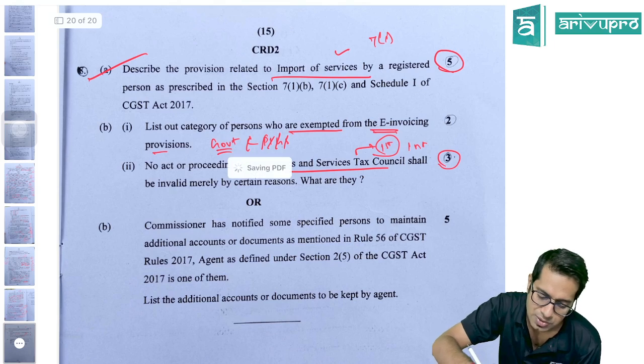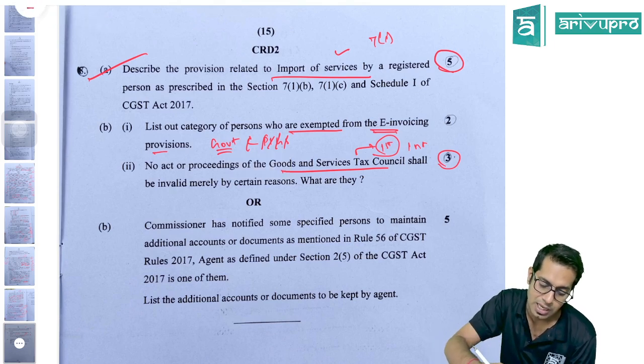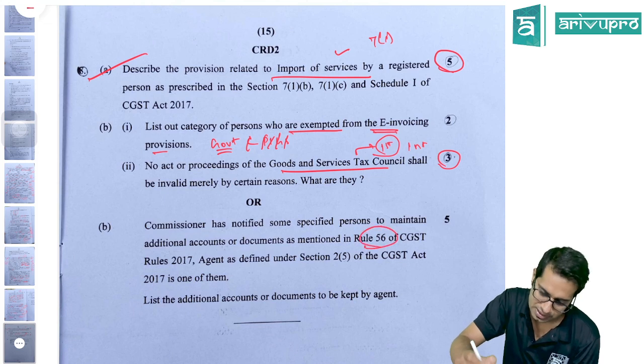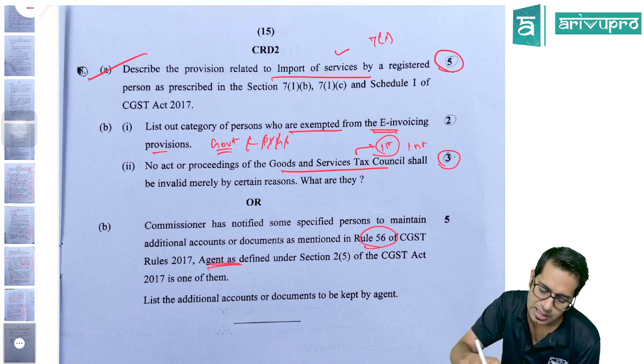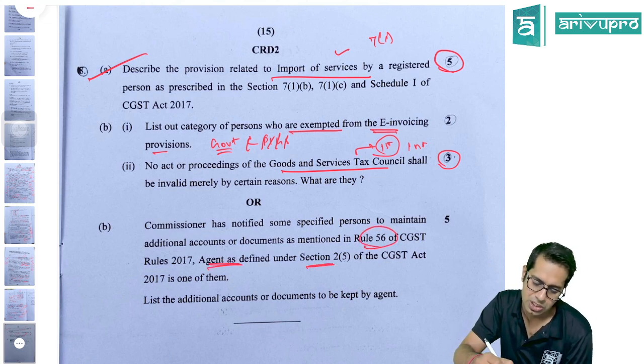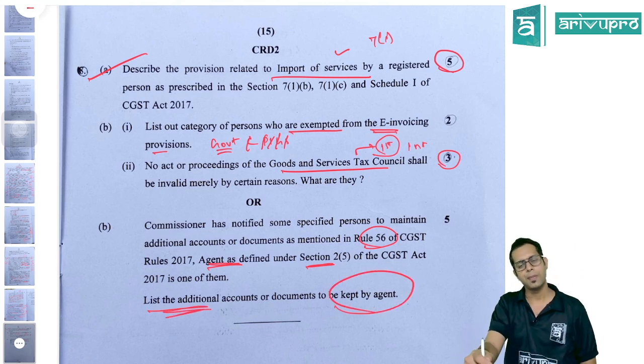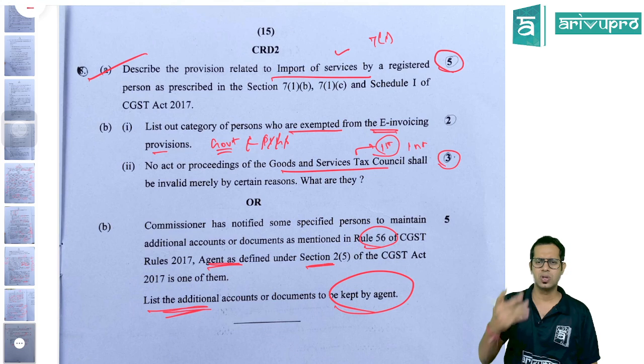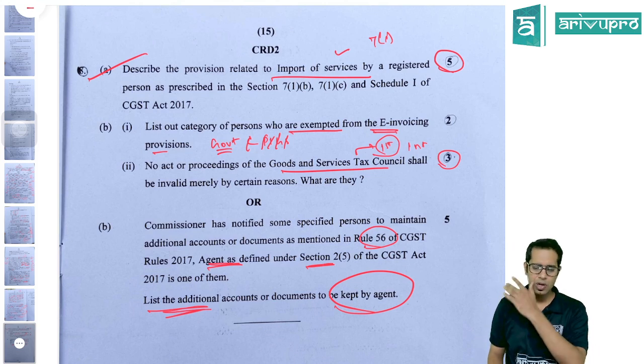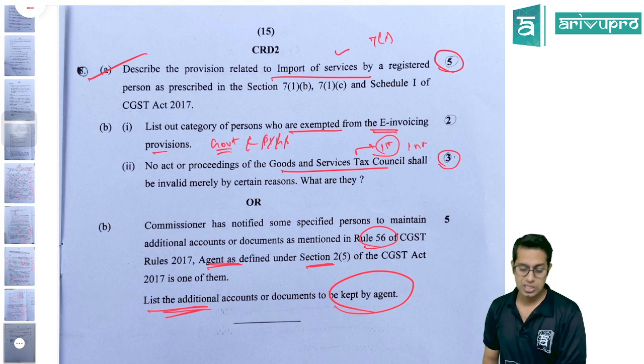Commissioner has notified some specified persons to maintain additional accounts and documents as mentioned in Rule 56. Agent defined in section 2 subsection 5 of CGST Act is one of them. What are the additional documents which are required to be kept by an agent? There are totally 4 documents which he has to keep. You'll have to give the list of all those 4 documents which an agent has to keep.